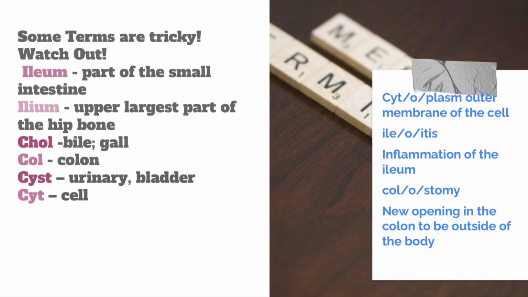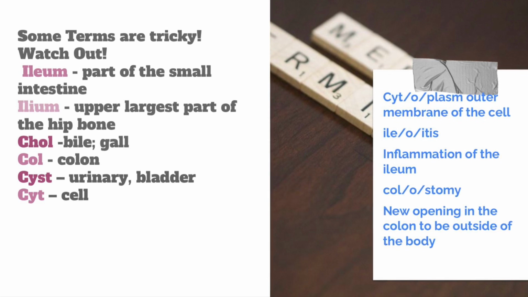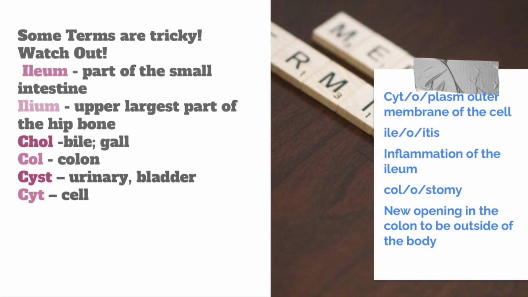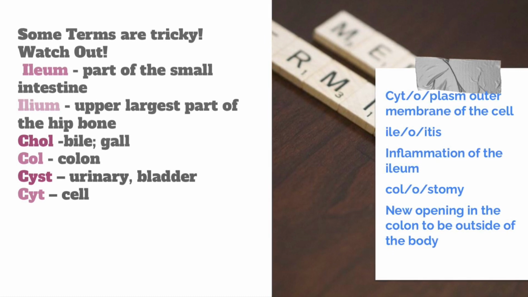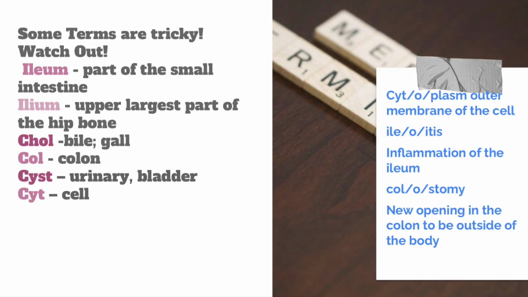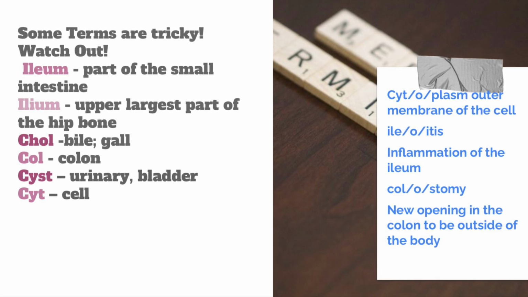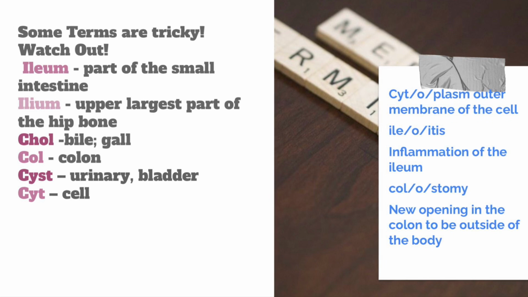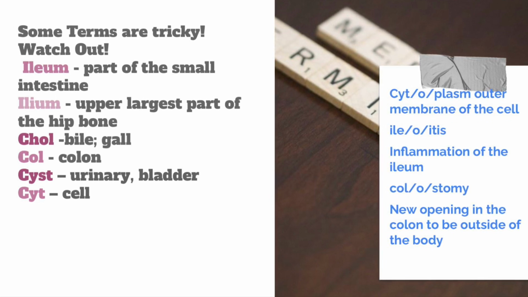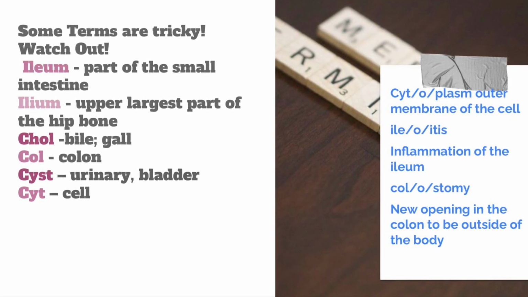An example would be cyst and cyst. Cyst is urinary bladder. The other cyst is cell. Ileum is a part of the small intestine. Ilium is the large part of the hip bone. Col and col: col is bile or gall. The other col is colon.